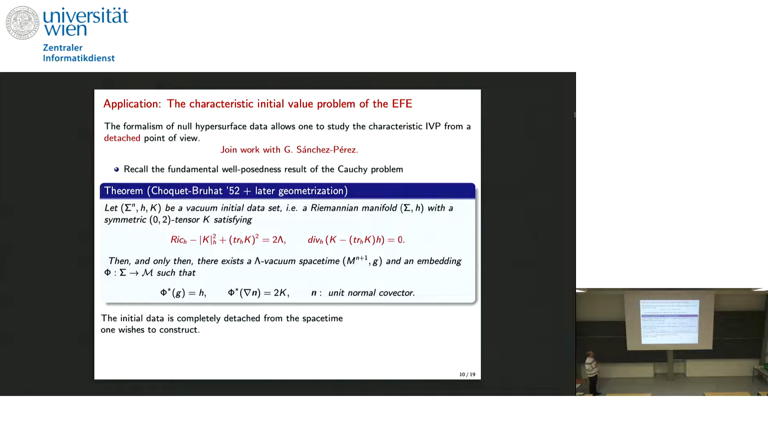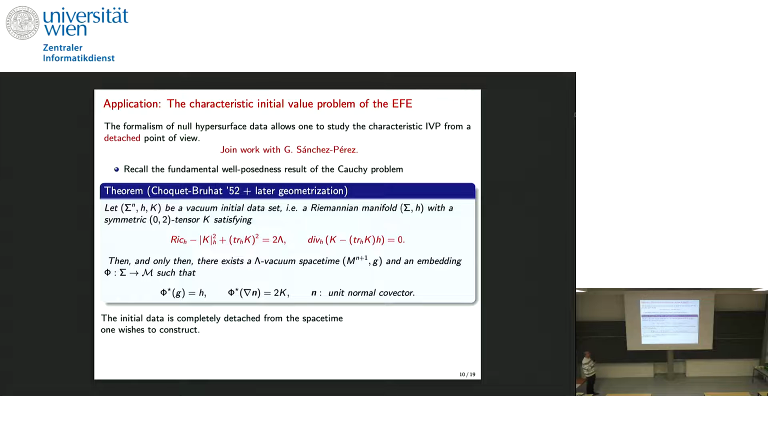Let me start by reminding you of something that you all know, the fundamental theorem of existence of solutions, of well-posedness of the Einstein vacuum field equations, by Madame Choquet-Bruhat from 1952. And that says as follows. If you give me an n-dimensional manifold, a Riemannian metric h, and a symmetric 0-2 tensor K that satisfy the constraint equations. You all know about these constraint equations: the Hamiltonian constraint and the momentum constraint.